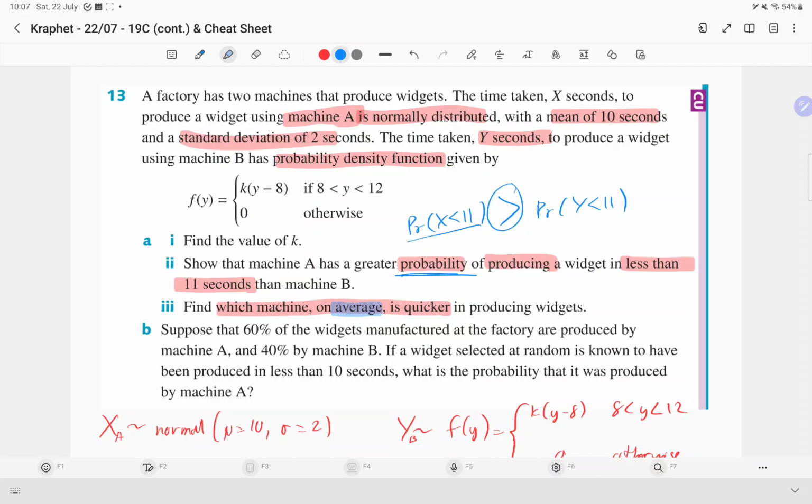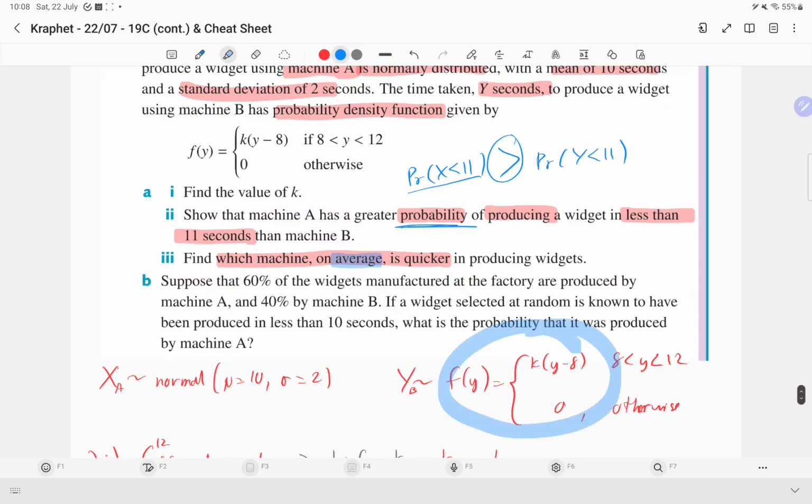So what's the mean of machine A? The mean of machine A is 10. It's 10, correct. What's the mean of machine B? 12. Or wait, is it? No. We don't know. How do we find it? What's the machine B distribution? Machine B is a PDF. Yeah, we don't know the mean. How do we calculate the mean?